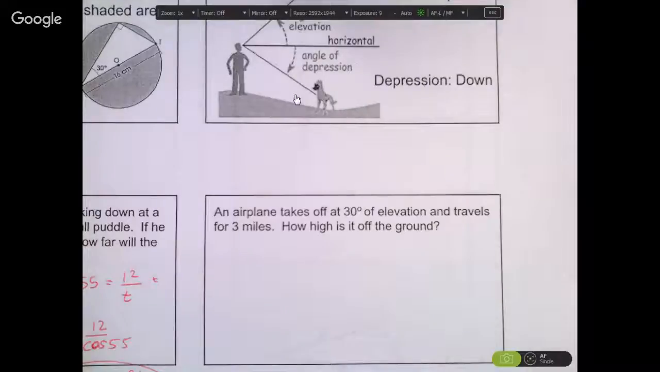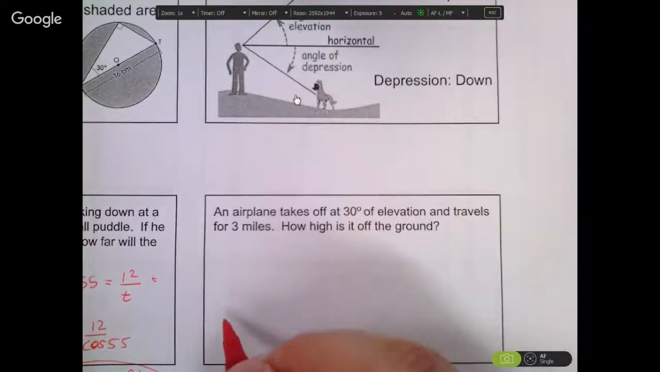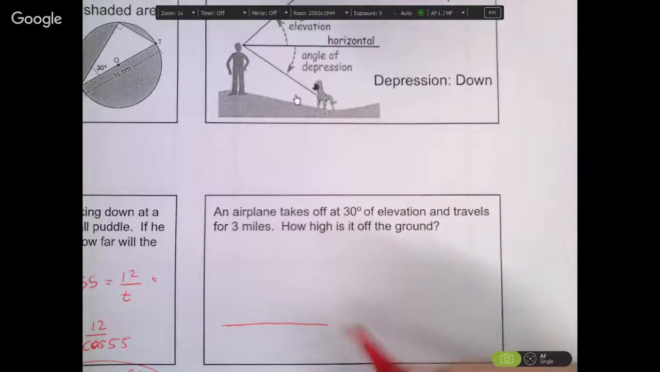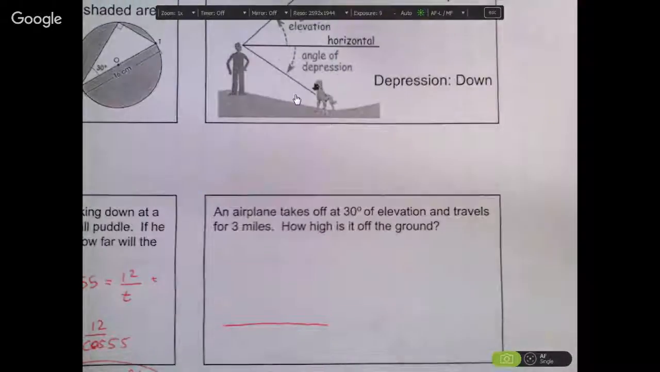An airplane takes off at 30 degrees elevation and travels for 3 miles. How high is it off the ground? So it's taking off. Now this is where people get really confused. If I'm looking like this, and I go 30 degrees, that is the angle. I'm not going like this and then going 30 degrees. It is here and it's 30 degrees.